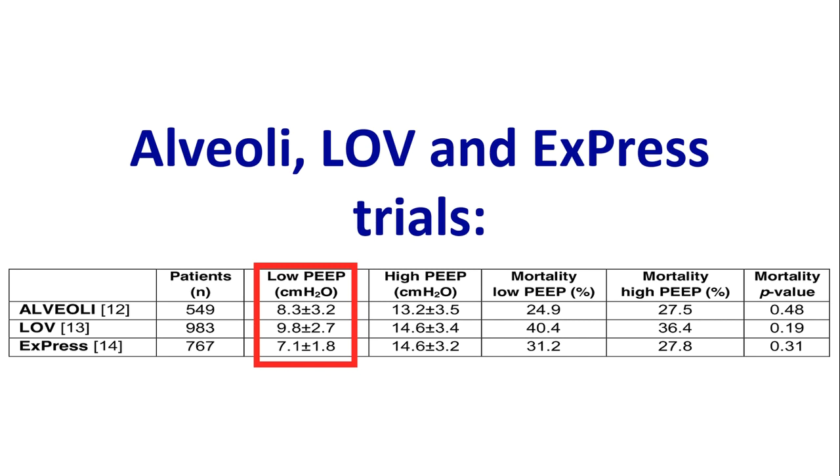A combination of the ALVEOLI, LOVS and EXPRESS trials, there were three major trials which compared high and low PEEP, and you see that there was no significant change in mortality. In the last table there, the P values were not exactly significant, and low and high PEEP had a similar mortality range. The only thing it did better was improved oxygenation.